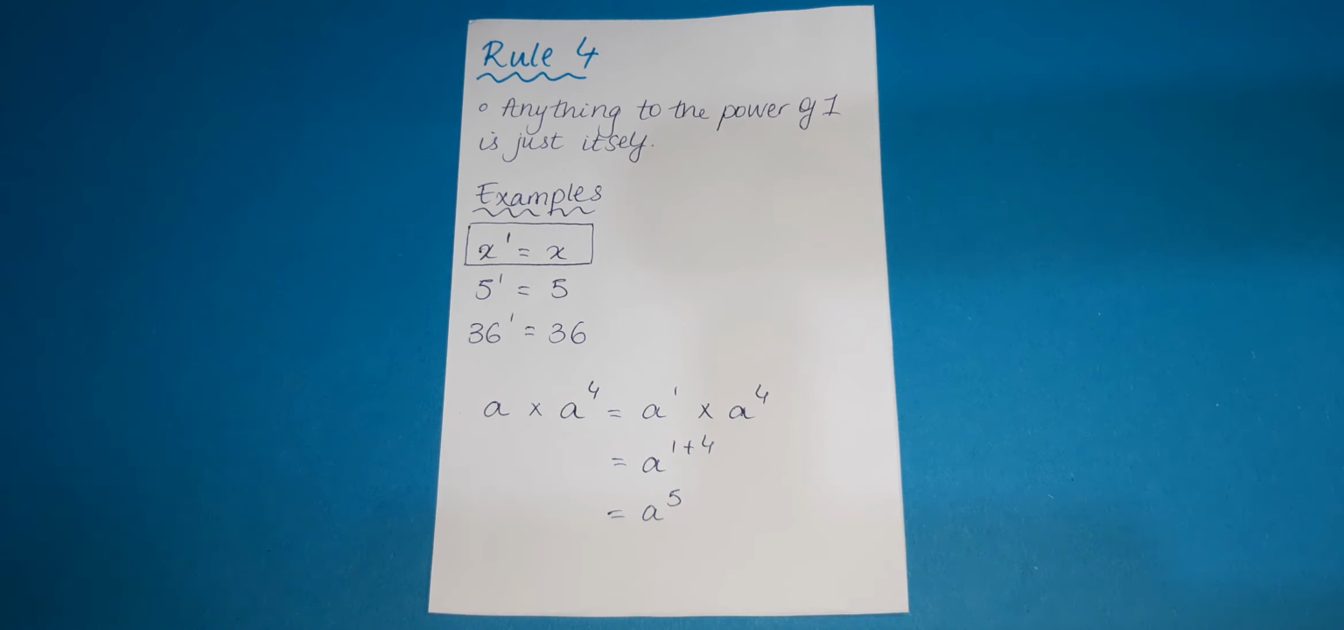Rule number 4 is very simple. It states that anything to the power of 1 is just itself. So 5 to the power of 1 is just 5, 36 to the power of 1 is just 36, and we can say that x to the power of 1 is just x.